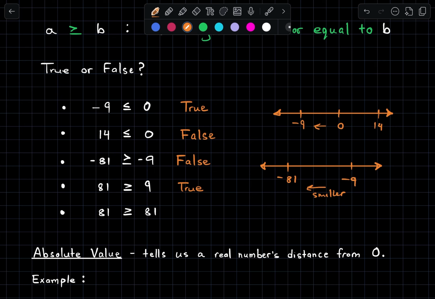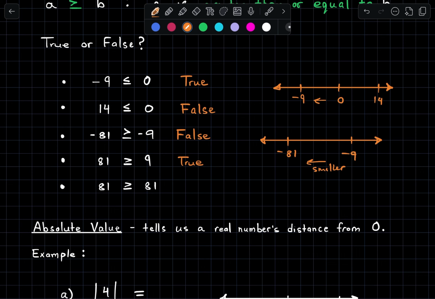And then the last one, we have the statement 81 is greater than or equal to 81. That's true. They're the same number, but because of this equal to component, this statement's true. 81 is equal to 81, and we're saying it's either got to be greater than it or equal to it. And in this case, it is, in fact, equal to it. So this is a true statement.